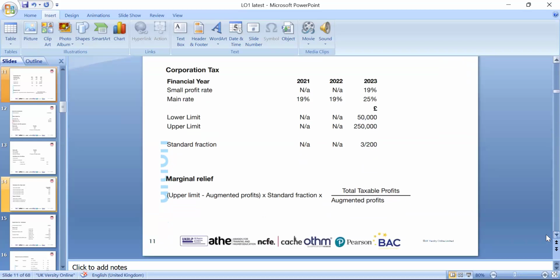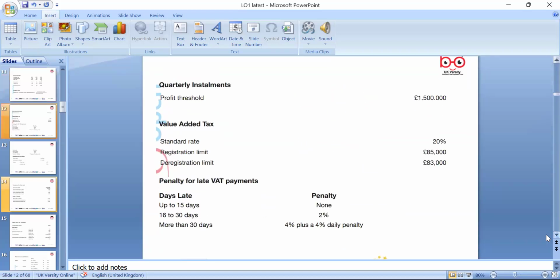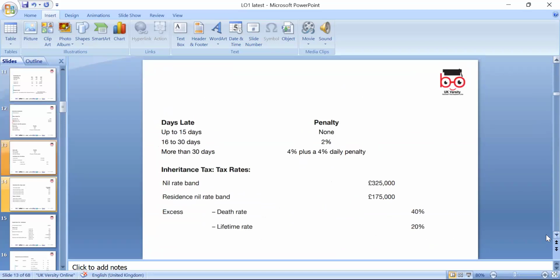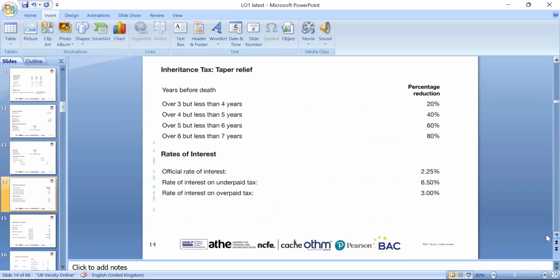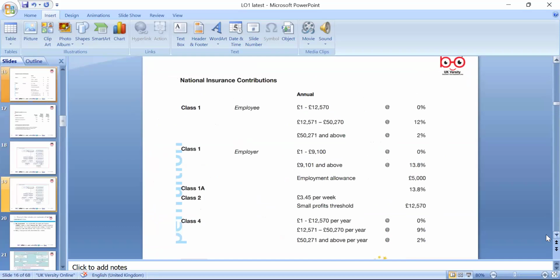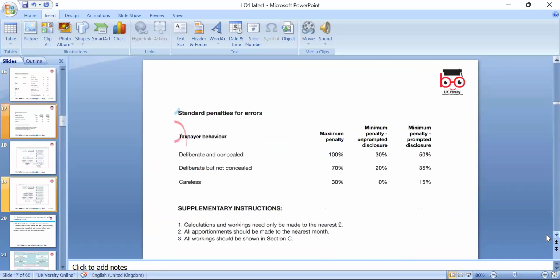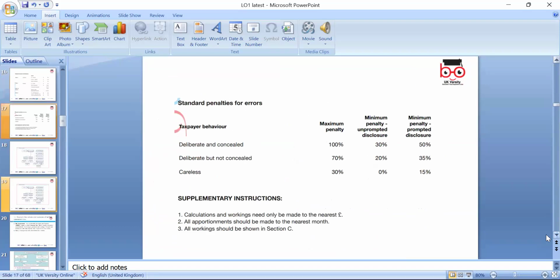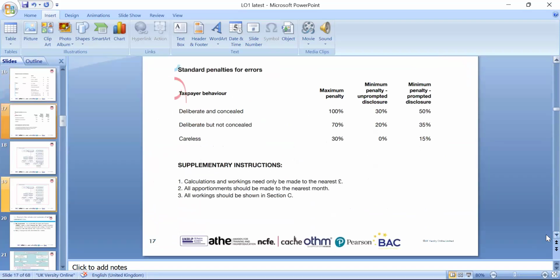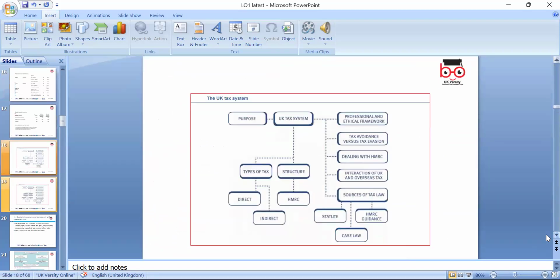Please, if you have any questions, you can ask, and those we will look at in detail. Okay, so let's go through these. Of course, NI contributions, employers and all, the employer allowance which is available. Okay, so for tax purposes, the UK tax system, which we can look at.